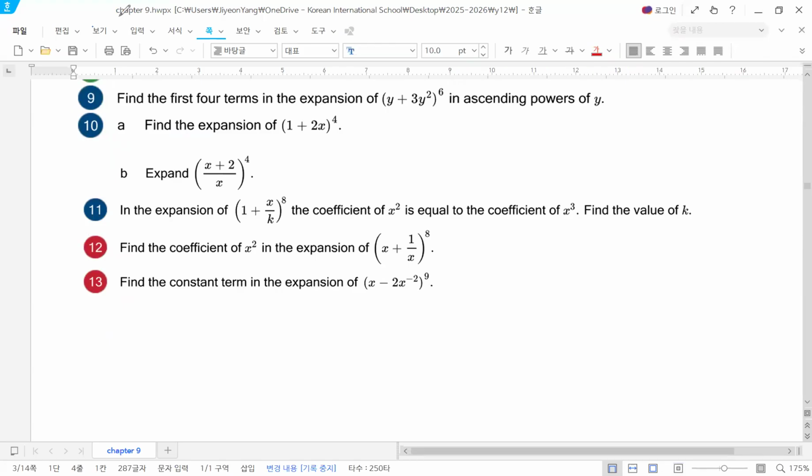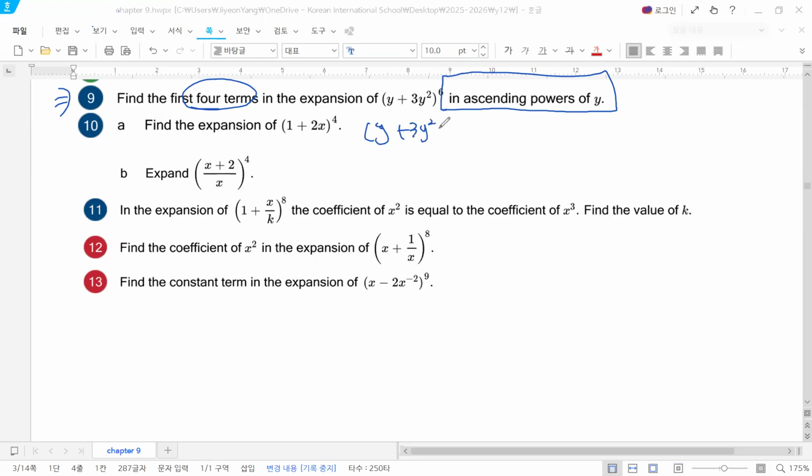Okay, Matthew, please read this question. Question 9: expand (5 plus 3y squared) to the power of 6 in ascending powers of y. Ascending means the power should be increasing, understand? So let's just write down 6C0.